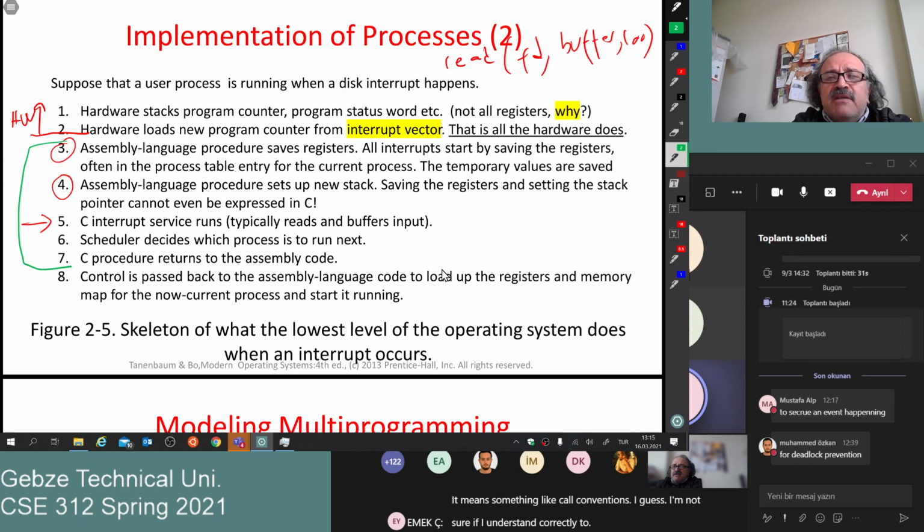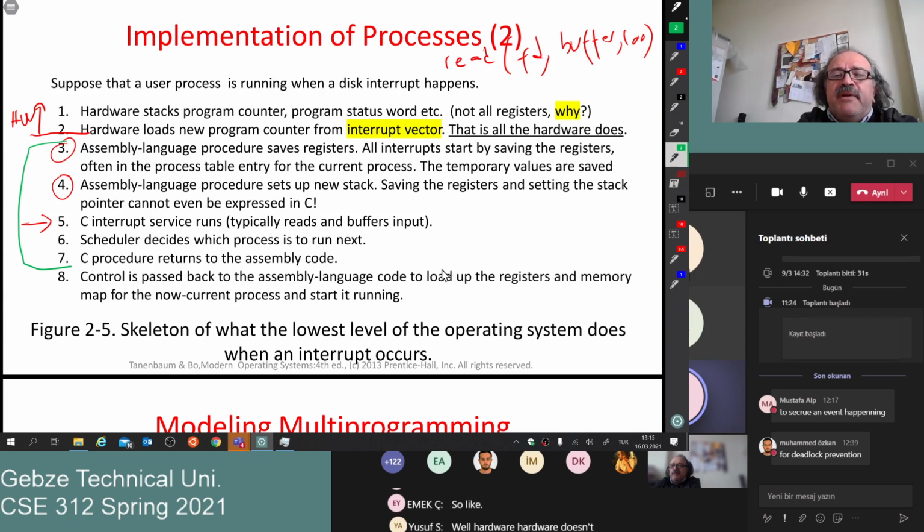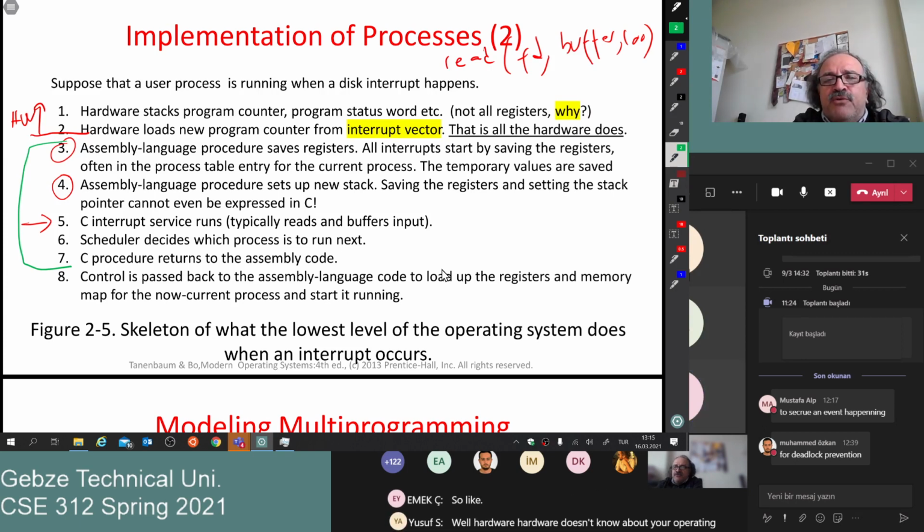Well, hardware doesn't know about your operating system. Hardware doesn't know about your process table. Number 3 saves all the registers, everything, in your process table in the appropriate places.